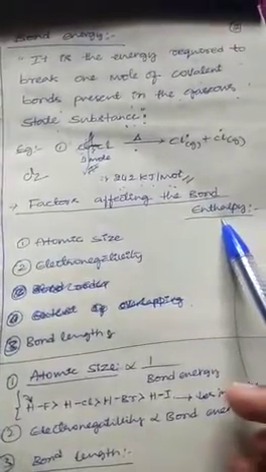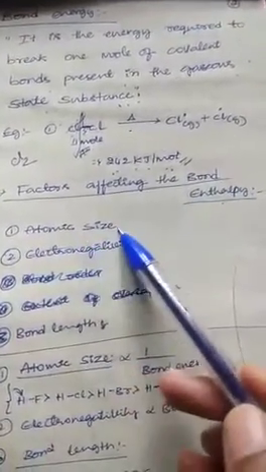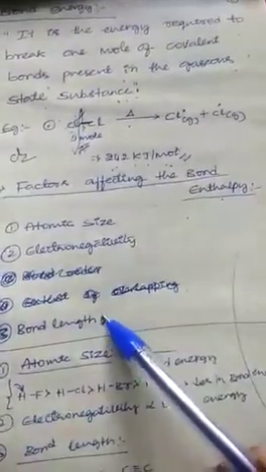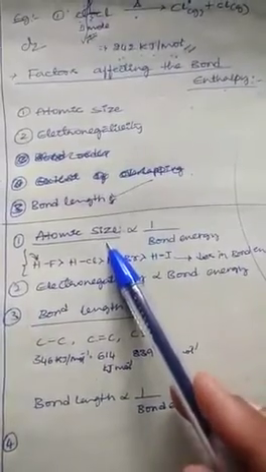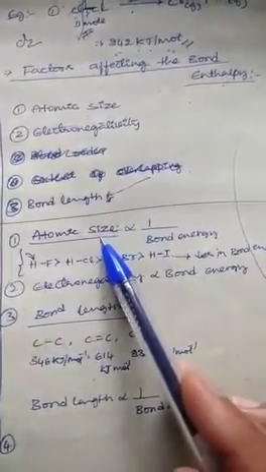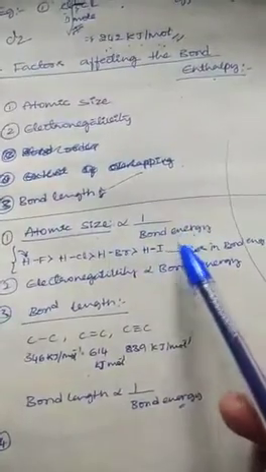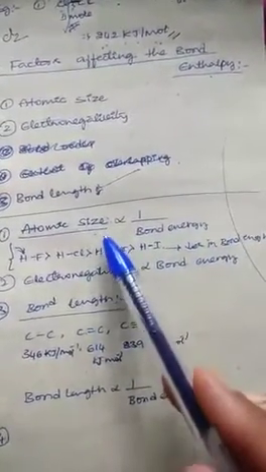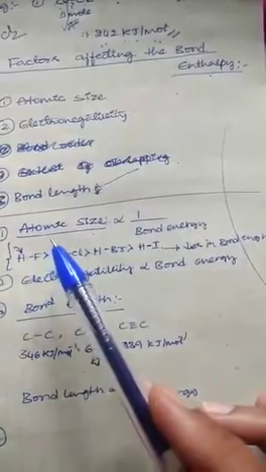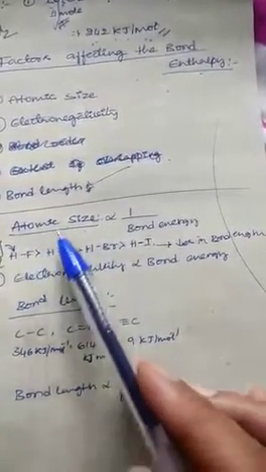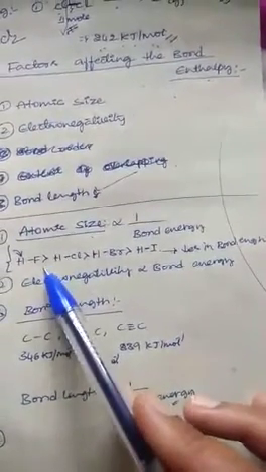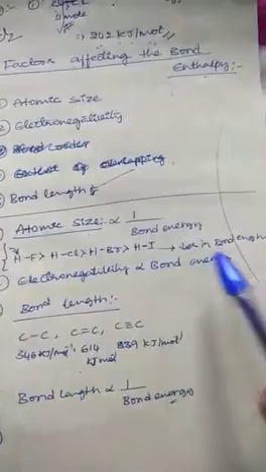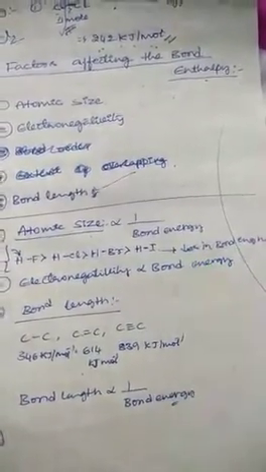Next one is factors affecting the bond enthalpy or bond energy. First one is atomic size, then electronegativity, and then bond length. Coming to the factors, first one is atomic size. Atomic size is inversely proportional to bond energy. That means lesser the atomic size, more is the bond energy. But greater the atomic size, lesser will be the bond energy.